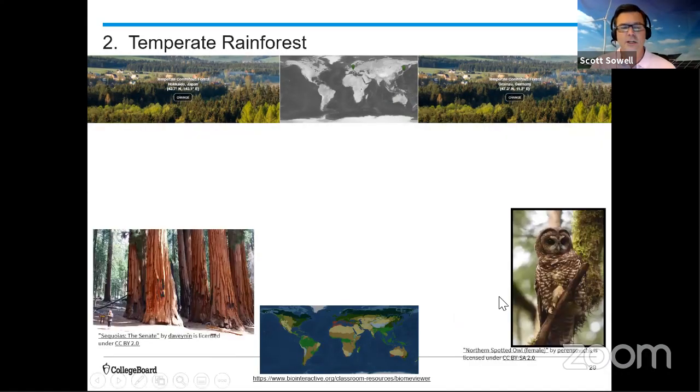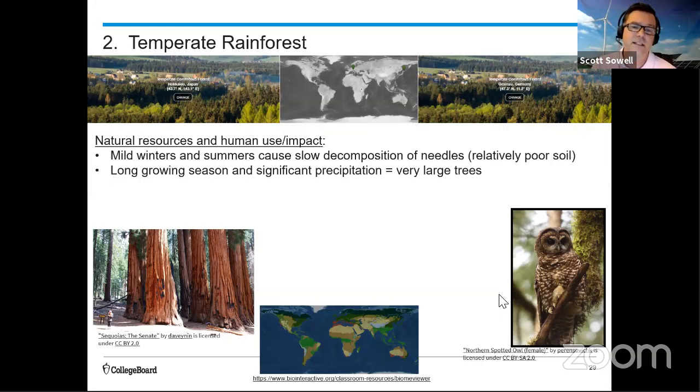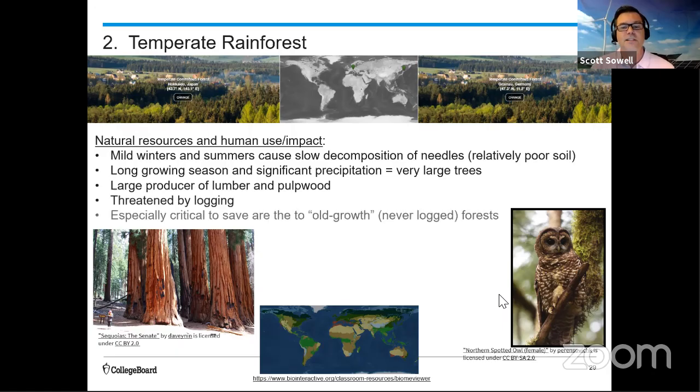So in terms of the threats to the temperate rainforests, again, not a lot of soil fertility in terms of decomposition of the leaf litter because of those needles. So agriculture isn't a huge threat. What is a threat, again, is logging, because we've got some very large trees that grow here. And so this is especially important during our look at old growth forest. Remember, old growth forests are forests that have never been logged.